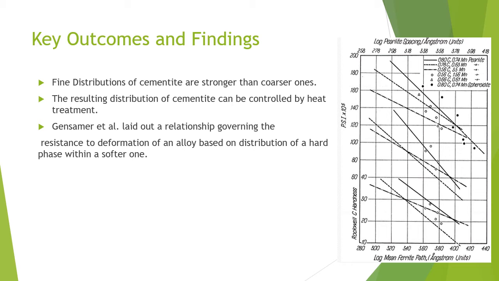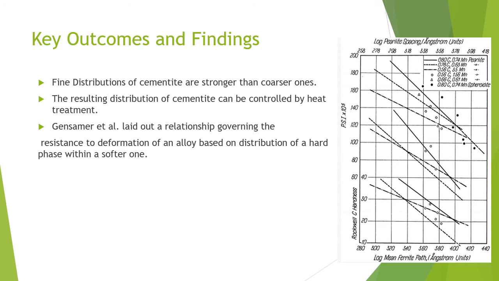The figure to the right shows the properties of steel of a few different carbon concentrations as a function of the log mean ferrite path, which is a well-defined quantity in the work of Gensamer et al. In the figure, the top group of points is the tensile strength, the middle group is the yield strength, and the bottom group is the hardness. It is apparent from the figure that there is a definite correlation between the log mean ferrite path and the properties represented.